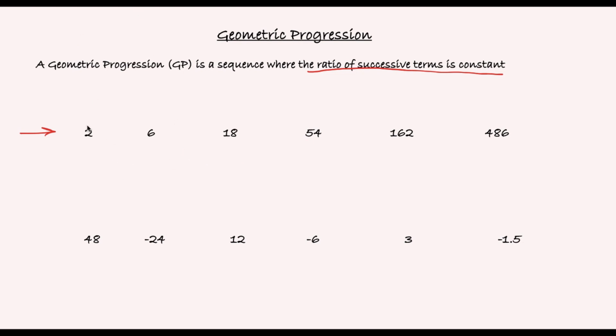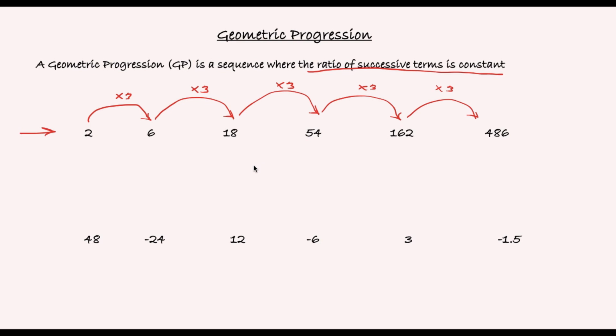But what if we look at it this way? If you multiply 2 by 3, you're going to get 6. Now, what if you multiply 6 by 3? You're also going to get 18. If you notice, multiplying 2 by 3 gives you the next term of this progression. And that's exactly what we mean by having a common ratio.